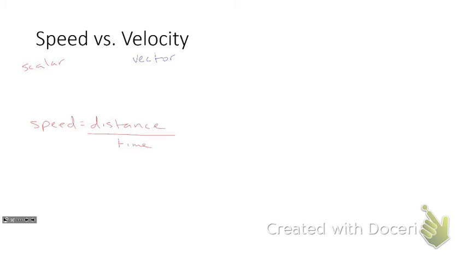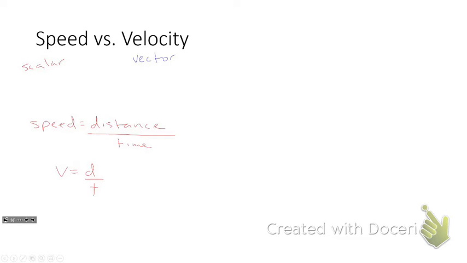Okay, so you might see this on a formula sheet looking like this. V is equal to D over T. And again, we don't have any vector caps on V or D, so we will assume this is scalar. So this is going to be our speed formula.